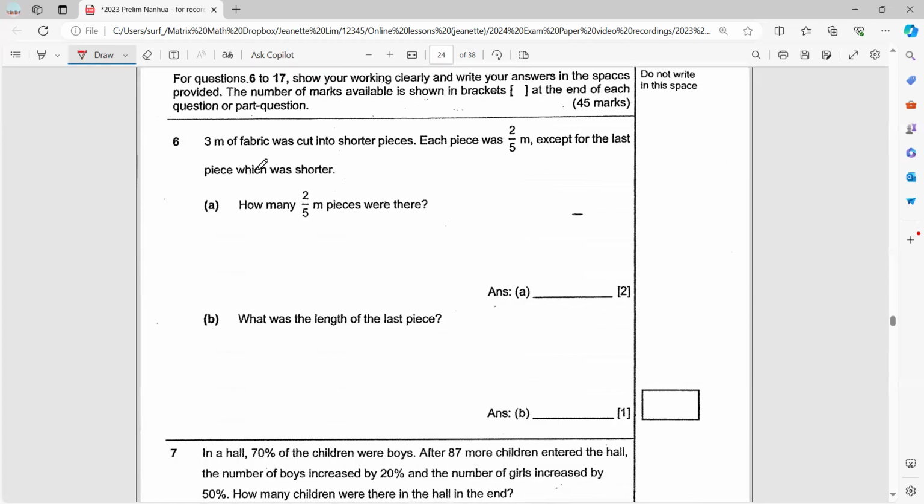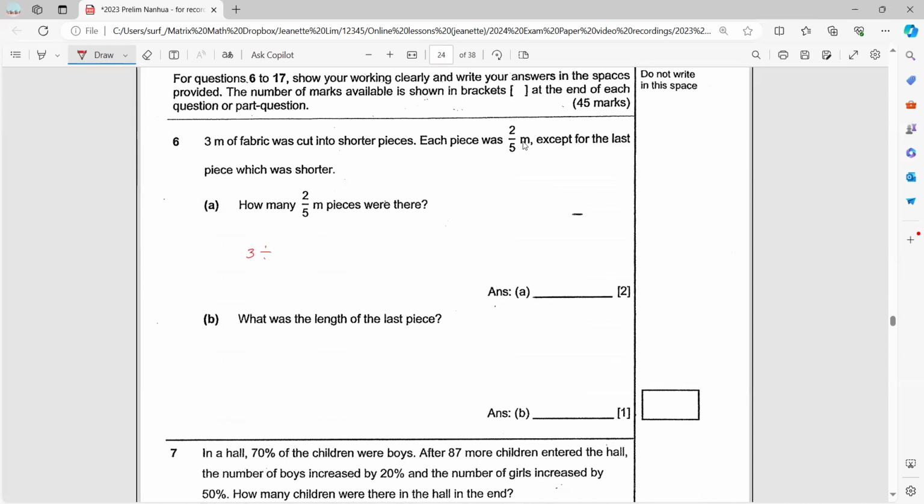Question number 6. 3 meters of fabric was cut into shorter pieces. Each piece was 2/5 meters, except for the last piece, which was shorter. How many 2/5 meter pieces were there? So we have a total of 3 meters. Every piece was 2/5 meters. So we have to divide.